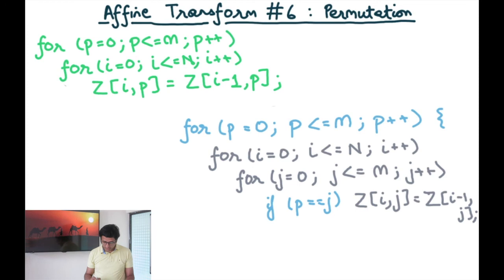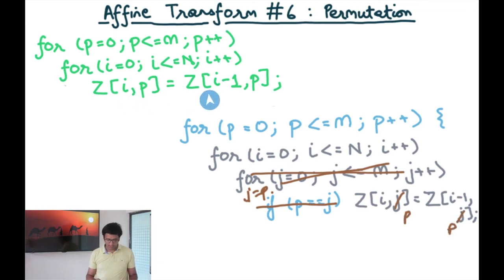And so what I can do is eliminate this whole loop and just replace it with J equals P. And I am done, right? Because I've now set J equals P, I don't even need the guard. And now I can just copy propagate J equals P so that I can replace J with P everywhere. And now this is what my new code looks like. For P equals 0 to M, for I equals 0 to N, Z[I][P] equals Z[I minus 1][P].